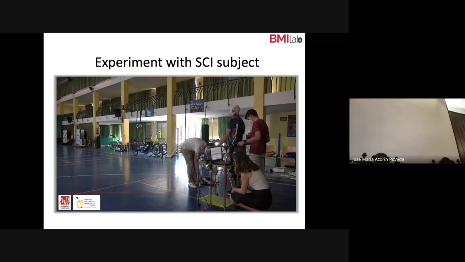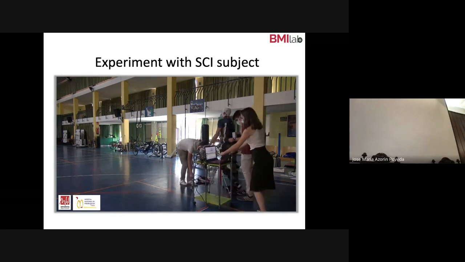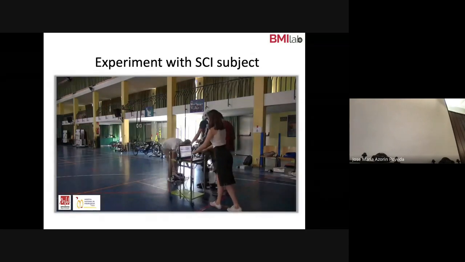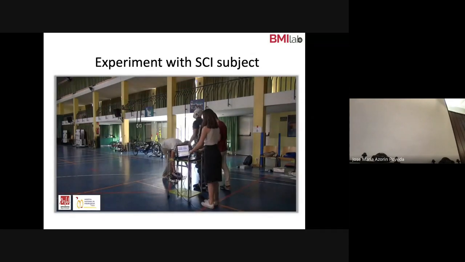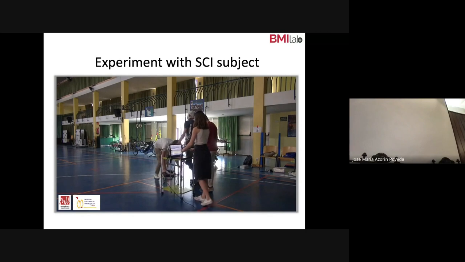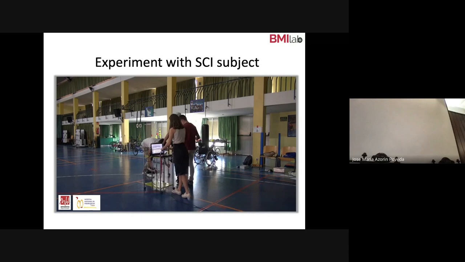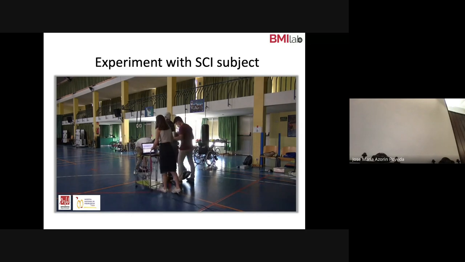imagine the walk, okay? The person has started to think about the imagination of the movement of his leg. So the BCI detects that imagination and sends the command to the exoskeleton. For instance, here the person has stopped. Why? Because the BCI has detected the imagination.